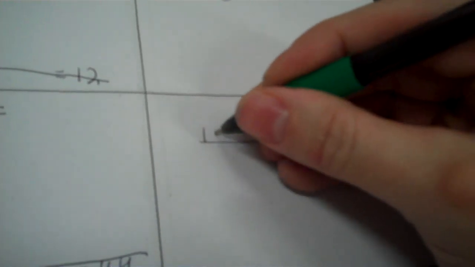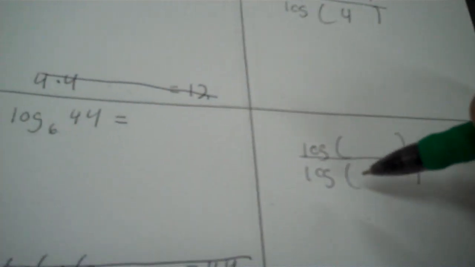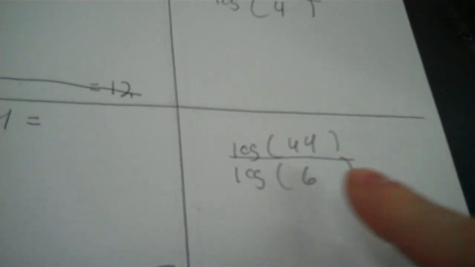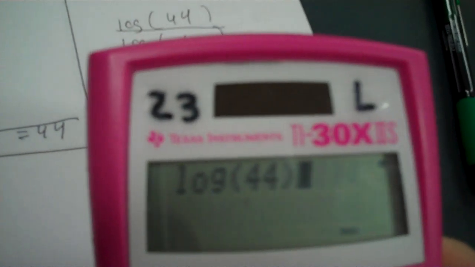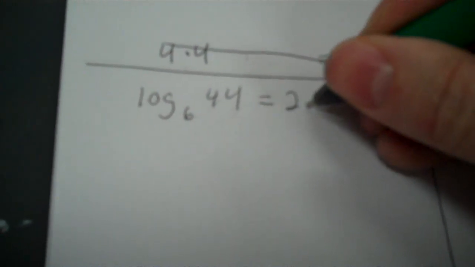So again, I go to my log over log formula. So a 6 goes on the bottom, 44 on top. You can't flip them. It has to be like that. So I go log 44, close, divided by log 6, close, 2.11, okay?